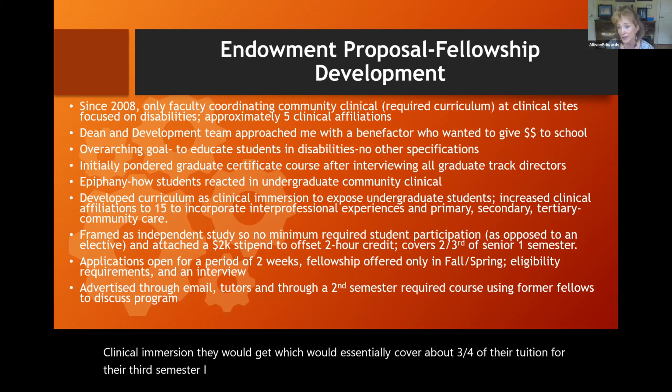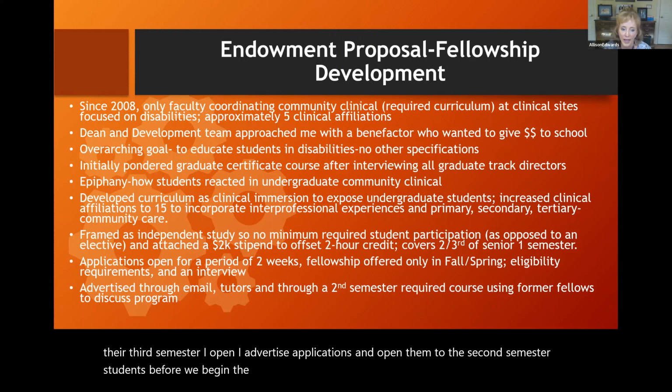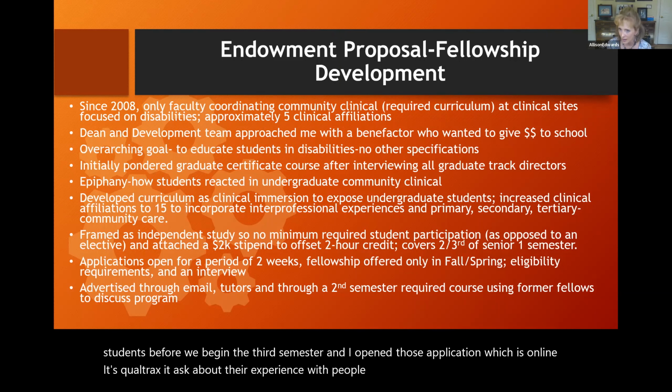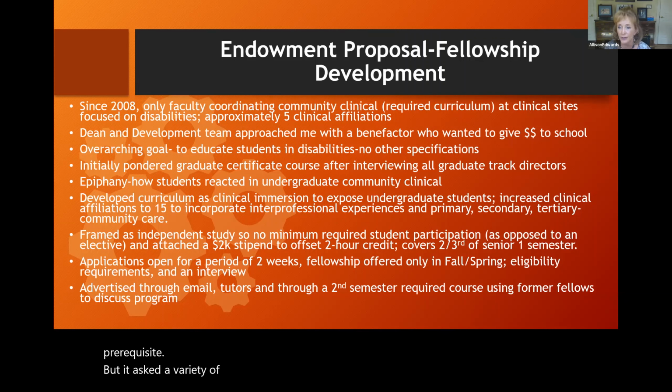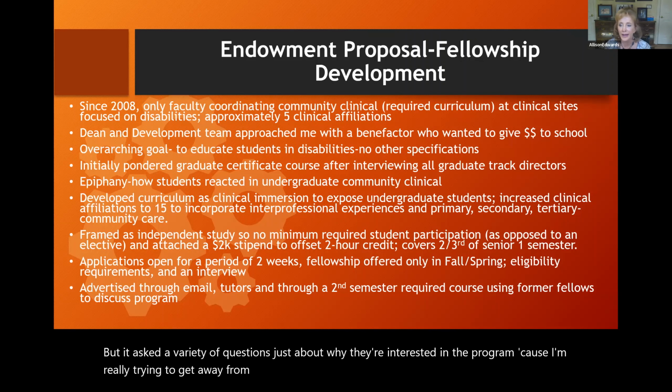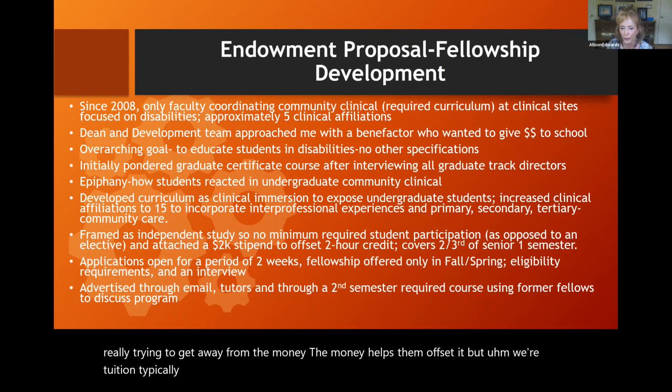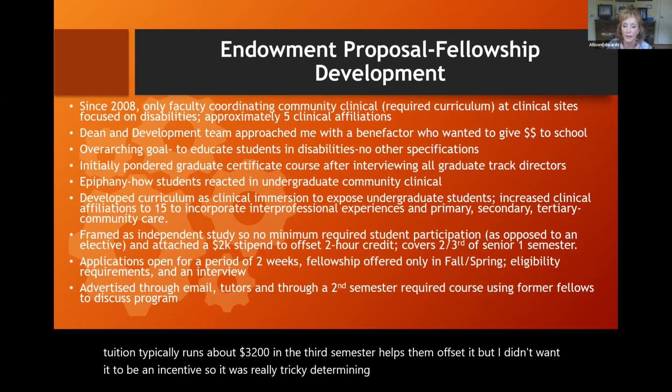I advertise applications and open them to the 2nd semester students well before we begin the 3rd semester. The application is online, it's Qualtrics. It asks about their experience with people with disabilities, which is not a prerequisite, but it asks a variety of questions just about why they're interested in the program, because I'm really trying to get away from the money. The money helps them offset it, where tuition typically runs about $3,200 in the third semester, but I didn't want it to be an incentive. So it was really tricky determining that financial stipend number.